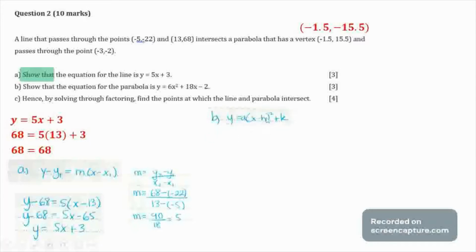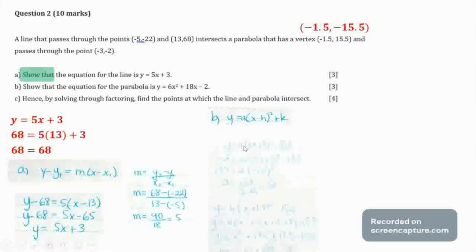It's called vertex form because the h and k represent our x and y values of the vertex. So substitute those values in there, and then substitute the point you know on the parabola, which is this one, into x and y, and that can allow you to solve for A, and then you'll have your equation.